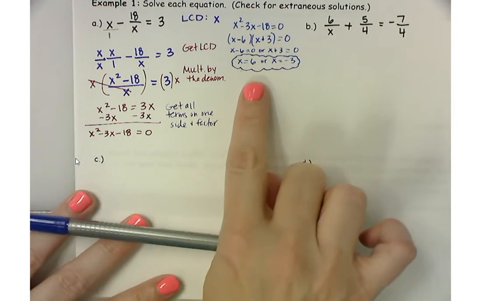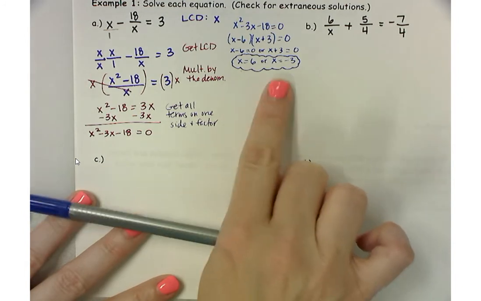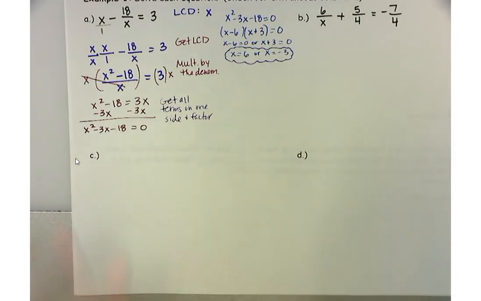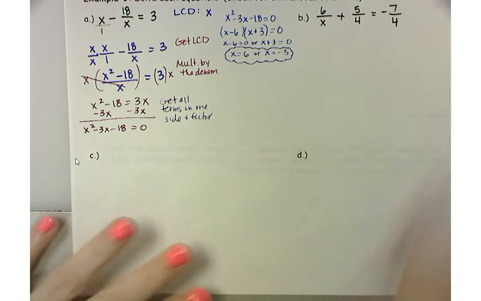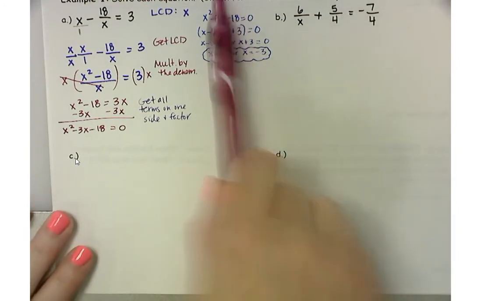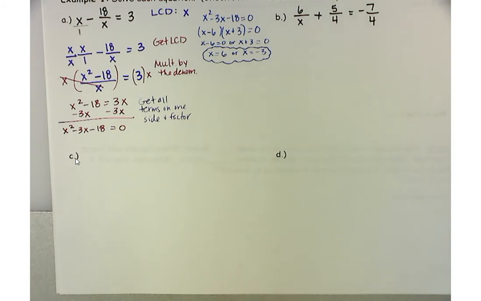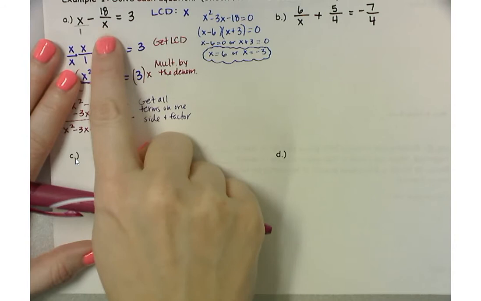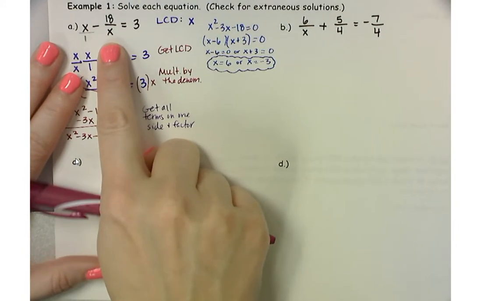So now we have to make sure we check for extraneous solutions. And when you're checking, again, think of the domain. Tori, for this one, what could x not be if you're looking at the original? X can't be 0. How'd you know that?